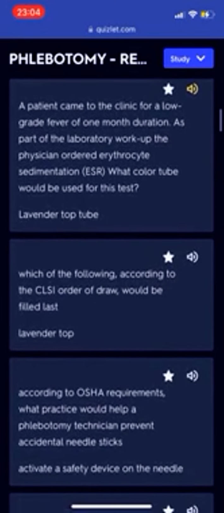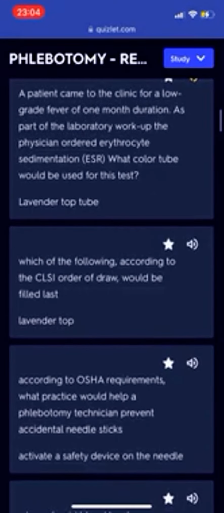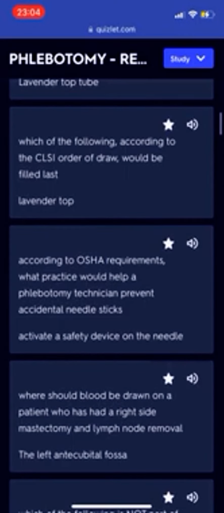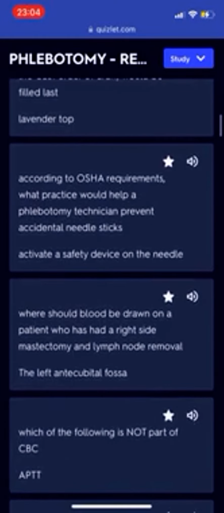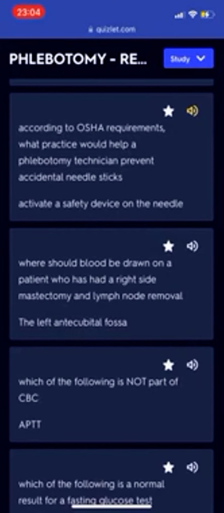As part of laboratory workup, the physician ordered erythrocyte sedimentation. What color tube would be used for this test? Lavender top tube. Which of the following, according to the CLSI order of draw, would be filled last? Lavender top. According to OSHA requirements, what practice would help a phlebotomy technician prevent accidental needle sticks? Activate a safety device on the needle.